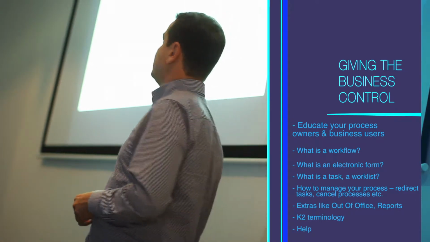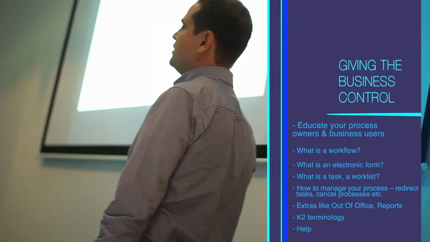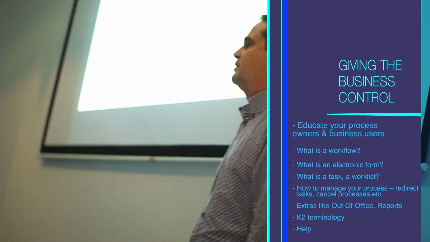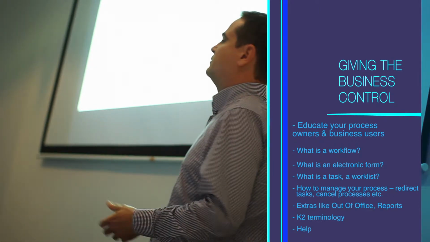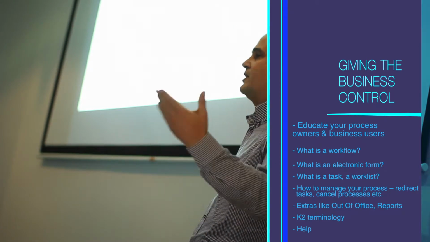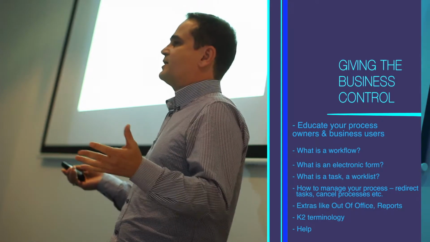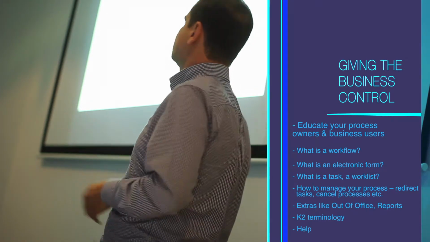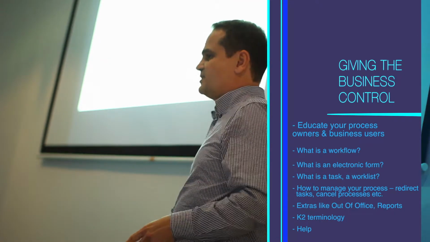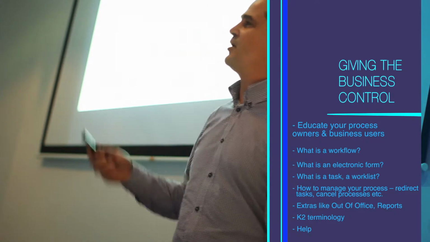So educate your process owners and your business users. Tell them what is a workflow, what's an electronic form. All these are basic questions. What's a task? What's a work list? Explain all these things to them, show them how they work. How are they going to manage their process? Show them how they can redirect a task. Show them how they can cancel a process. Show them little extras like out of office, the reports. Talk to them about K2 terminology. Process instance, what the hell does that mean? No one knows what that means until you start working in K2.